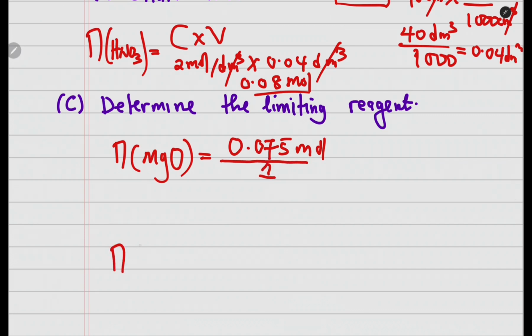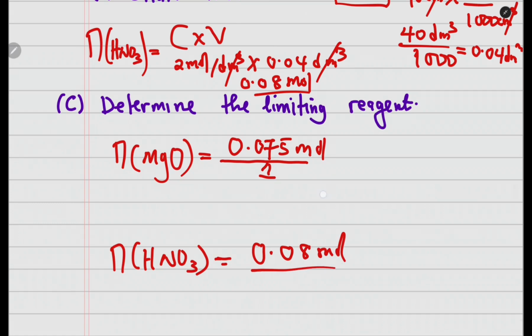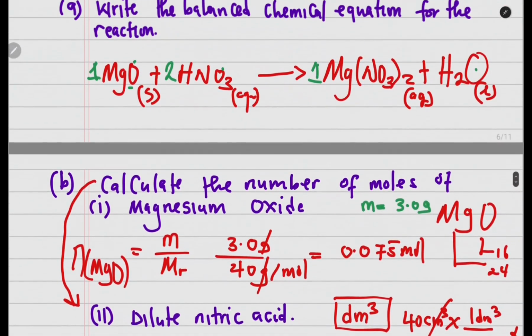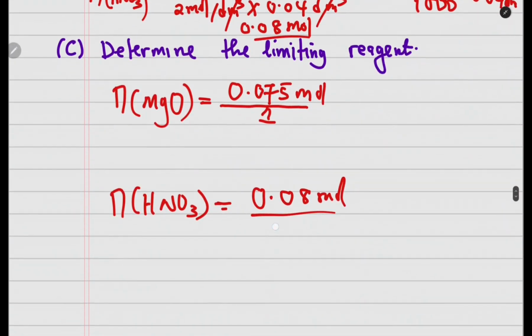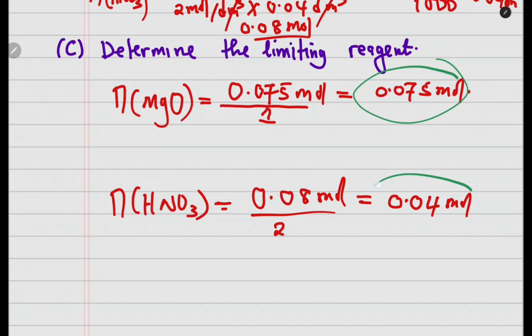Then also we look at the number of moles of nitric acid. What was the number of moles? 0.08 mole. Then we also divide it by the stoichiometric coefficient in front of nitric acid, and there's a 2. So we divide this one by 2. And what are we going to have? 0.04 mole. And for this one we are going to have 0.075 mole.